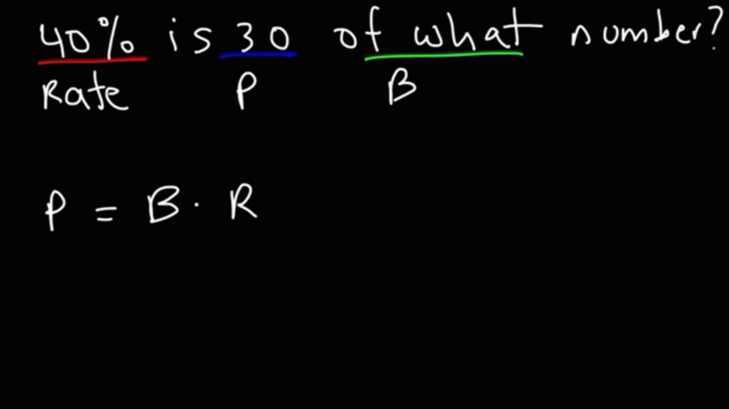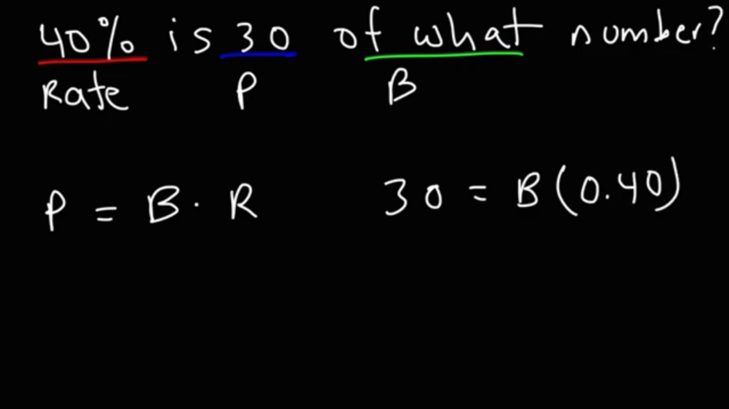Now let's plug in what we know. P is 30. We don't know the value of the base. And we know R, the rate, is 40%. So 40 divided by 100 is 0.40. So now we need to do a little math here. How can we calculate B, the base?